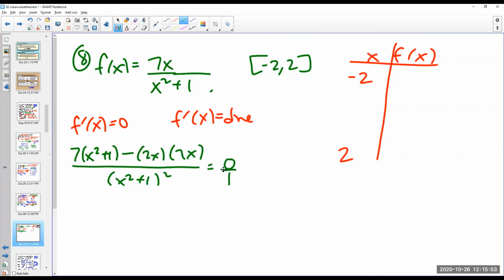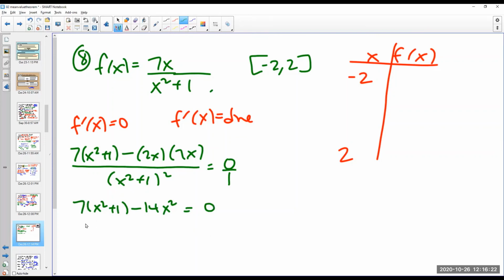So when you set this equal to 0, if you have one fraction on the left and one fraction on the right, guess what you get to do? Cross multiply. And when you cross multiply, the whole bottom wipes out because it gets multiplied by 0. So what you get is 7 times x squared plus 1 minus, this is basically 14x squared, 2x times 7x, is equal to 0. You're basically just getting the numerator set equal to 0. And then you solve for x here.